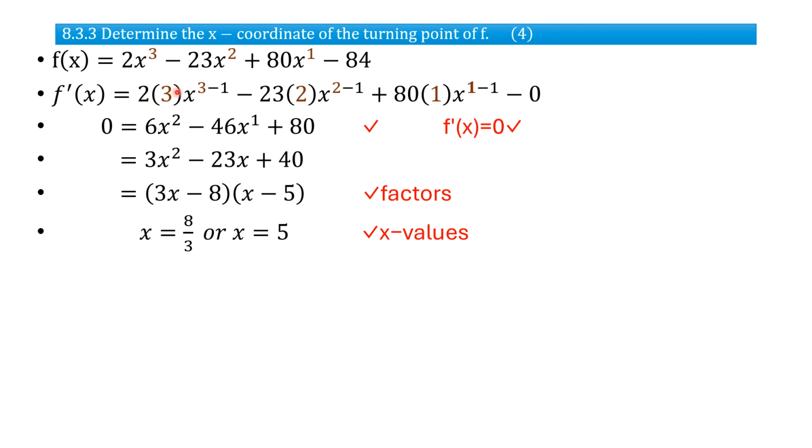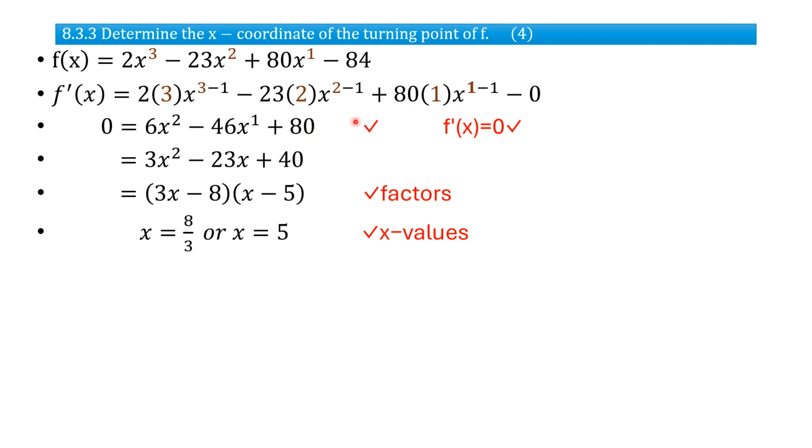So there, 2 times 3 gives me 6, and 3 minus 1 gives 2. Negative 23 times 2 gives me negative 46, and 2 minus 1 gives me 1. 80 times 1 gives me 80, and 1 minus 1 gives me 0. So x to the power 0 falls away.